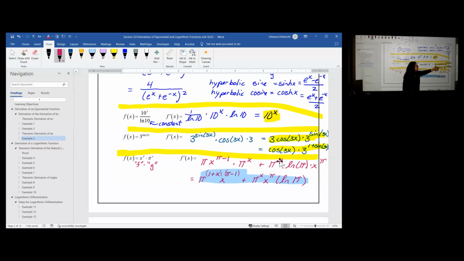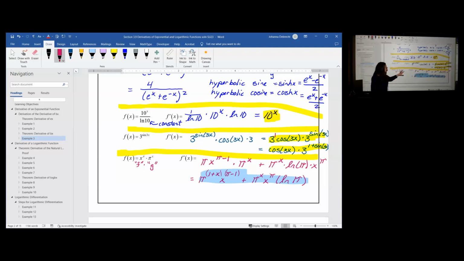Notice that we have 2 things that have a base of 3, and they're multiplied together. Even though it's not written, I could write a 1 on the 3 that is a constant factor. Then, because the bases are both 3, I could add their powers and get cosine of 3x times 3 to the 1 plus sine of 3x.